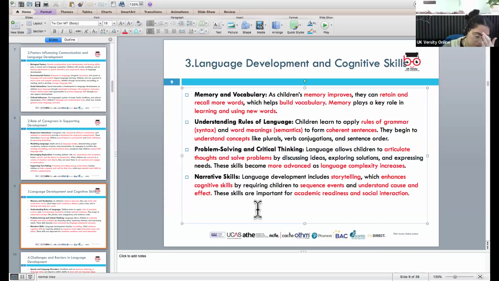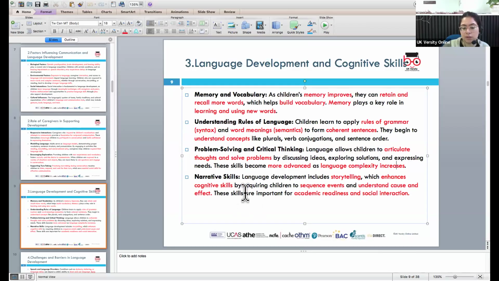Because if you think about it, whenever you want to solve a problem, you would think in a language in your head, right? Even if you're not saying it out loud. So you need language to discuss ideas or explore solutions. Just to articulate your thoughts, you need language.